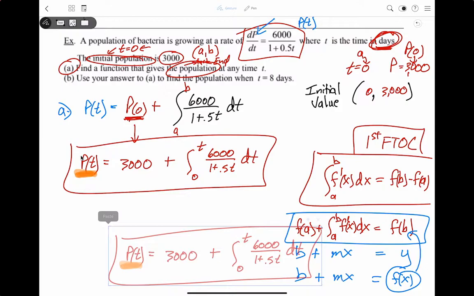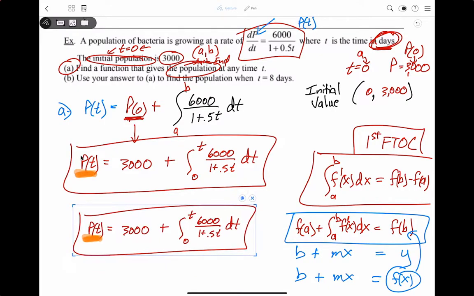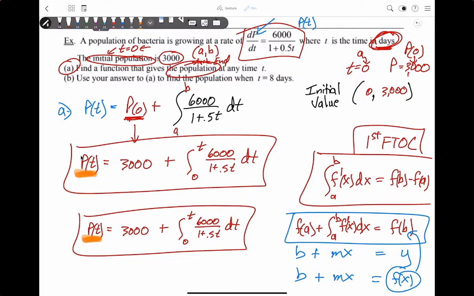And we're just going to say when t is 8, okay? And this is for part B. So let's go ahead and change t to become 8. So that's going to be 8. This is going to be 8. Actually, this is going to be 8 right here, okay?